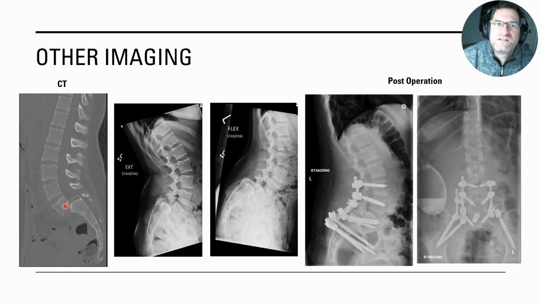Here in the CT, they're actually able to see from the posterior side of the sacrum all the way to the posterior side of the L5 vertebra, the actual distance there, and measure it using CT. And then these are from post operation. These are x-rays. She ended up getting everything fused back together, and she ended up getting 11 screws in her back.